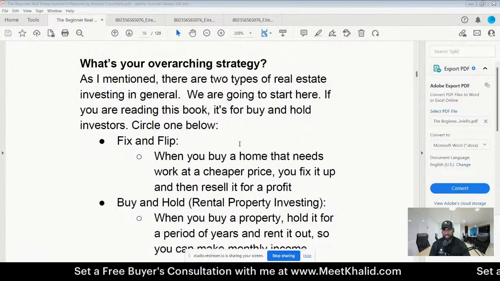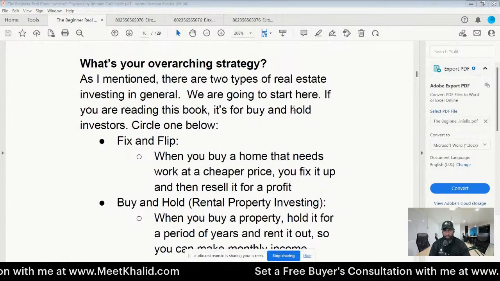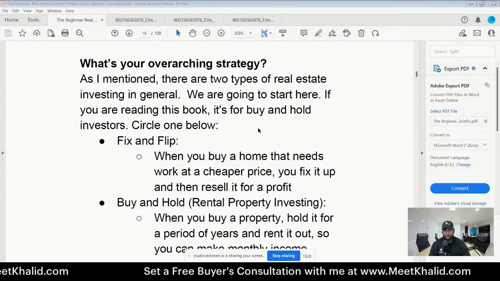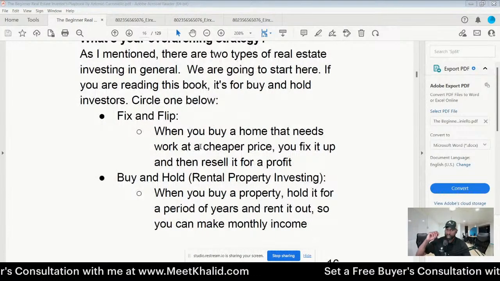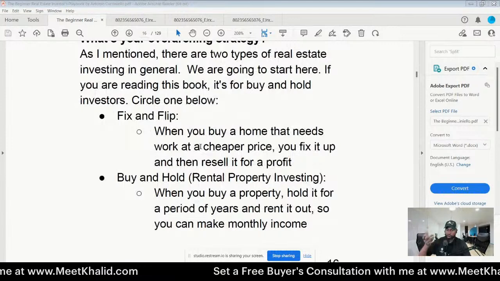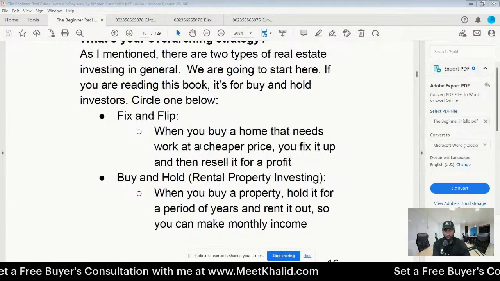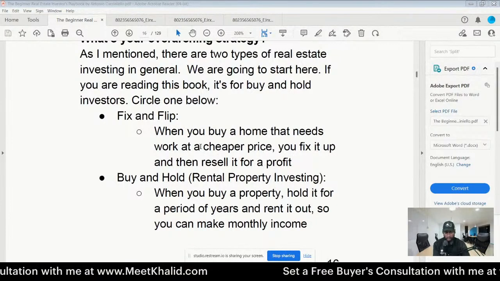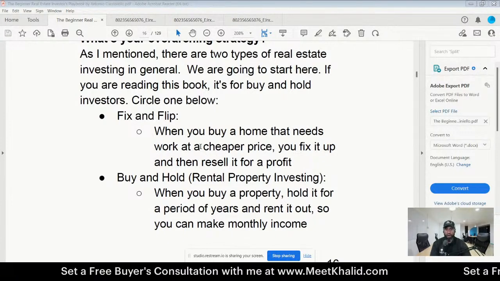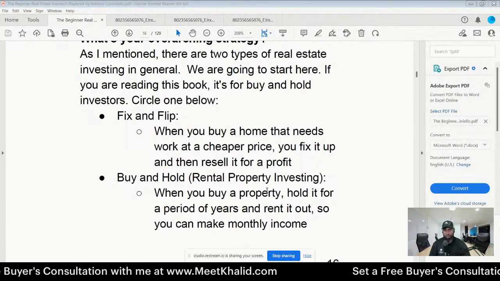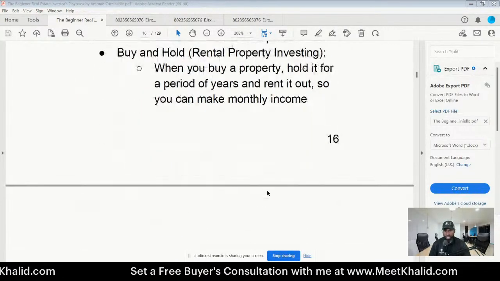All right. It says there are two types of real estate investing in general. We are going to start here. If you are reading this book, it's going to be buy and hold. All right, so this guy, if you can't see it, has fix and flip or buy and hold. And of course, if you're doing this real estate investment course with me, we're going to pick buy and hold. Okay, so it says when you buy a property, hold it for a period of years and rent it out, so you can make monthly income.